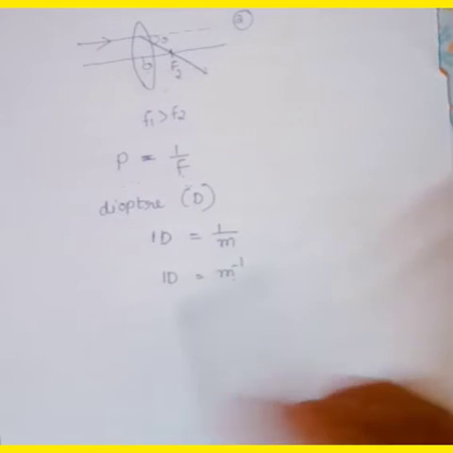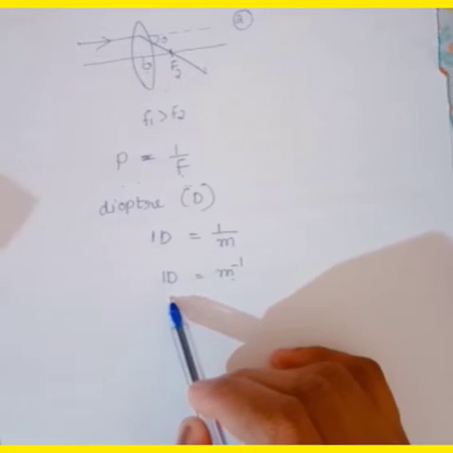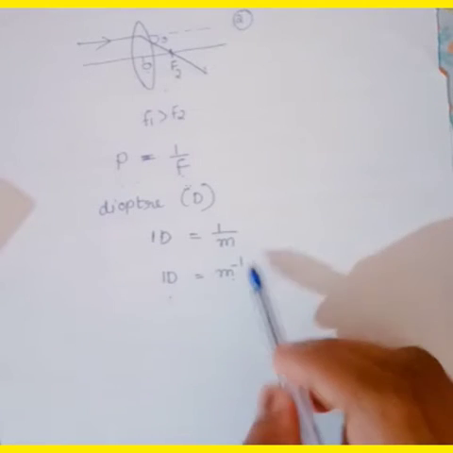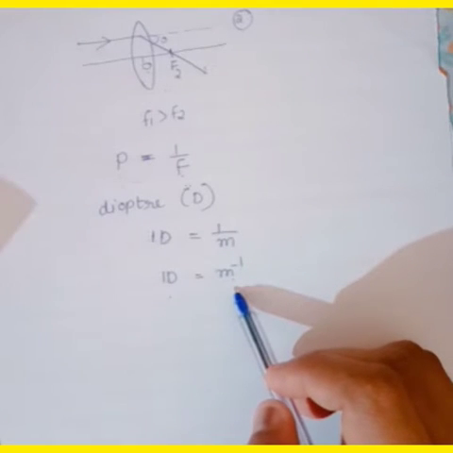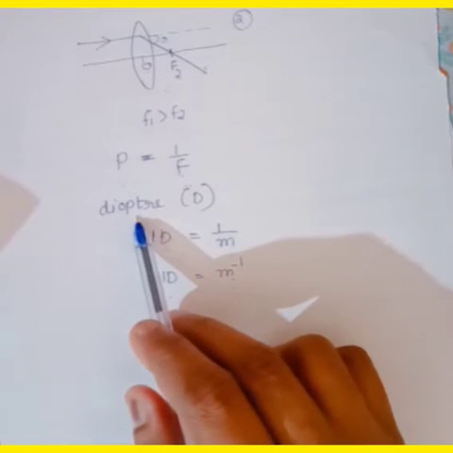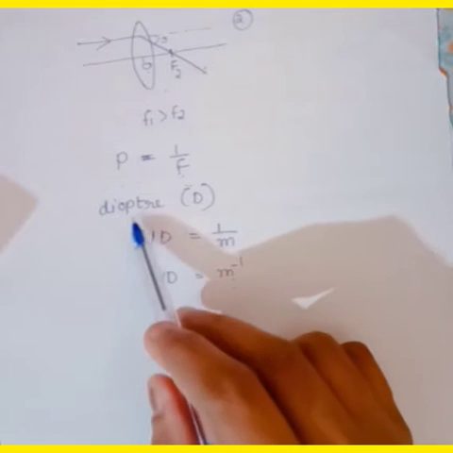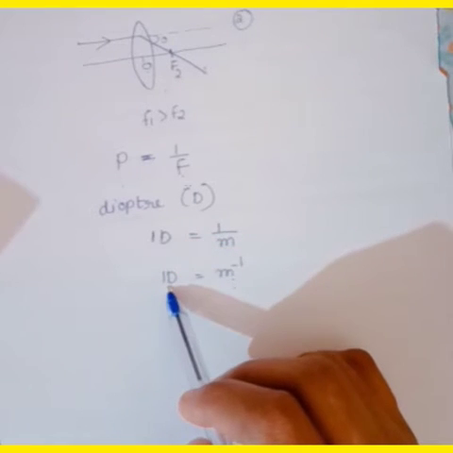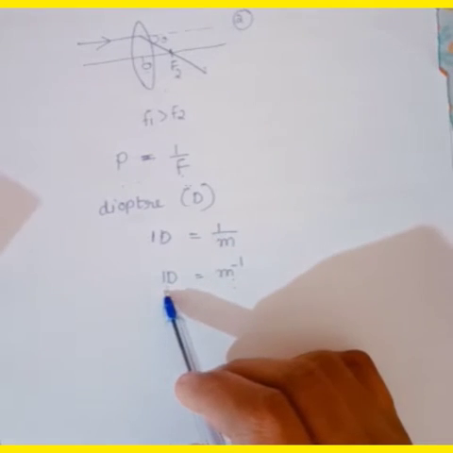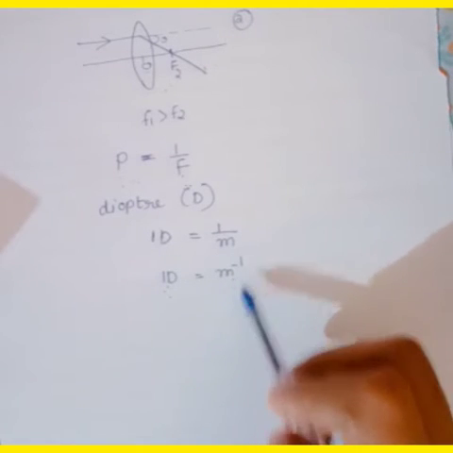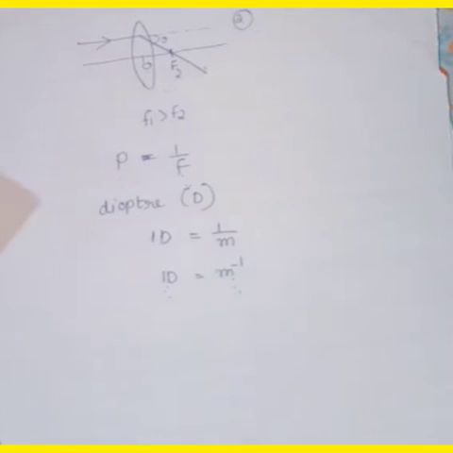So how can we define 1 diopter? 1 diopter is the power of a lens whose focal length is 1 meter. The SI unit of power of a lens is the diopter. One diopter is defined as the power of a lens whose focal length is what? 1 meter.